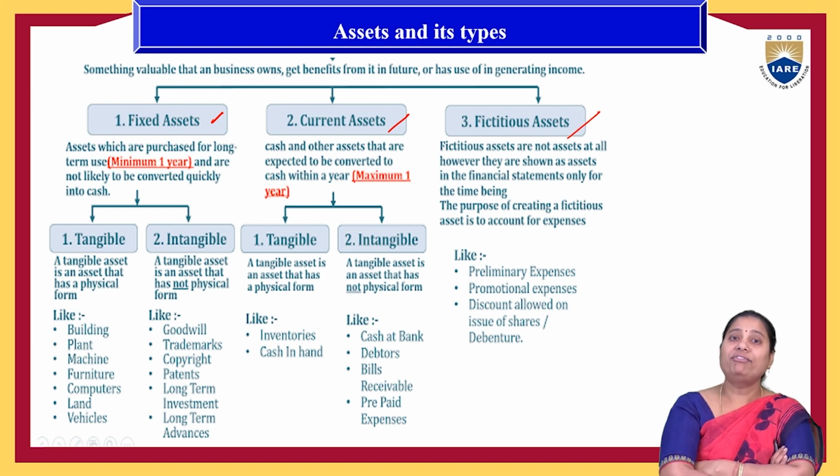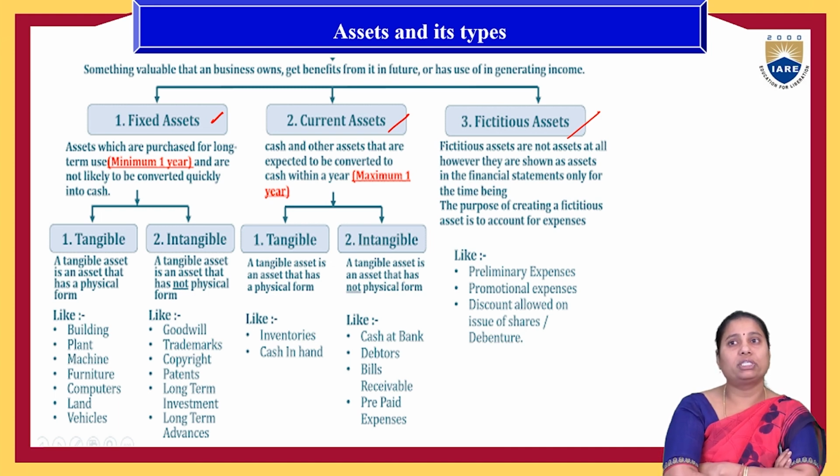Next thing is fictitious assets. Fictitious assets are shown as assets in the financial statements only for the time being, and the purpose of creating fictitious assets is accounting for expenditures, but they do not really occur. They are not at all beneficial for the organization. Now, these fixed assets are categorized as tangible and intangible. Tangible means which we can touch. Intangible means which we cannot touch.